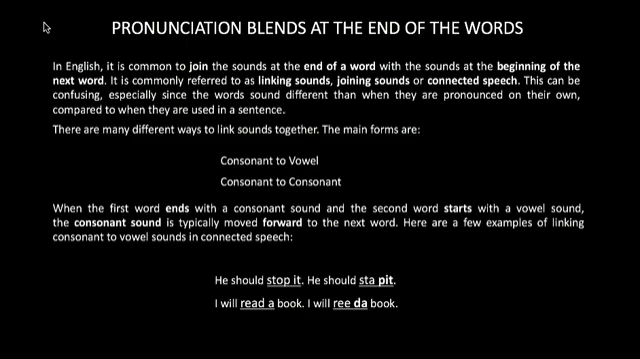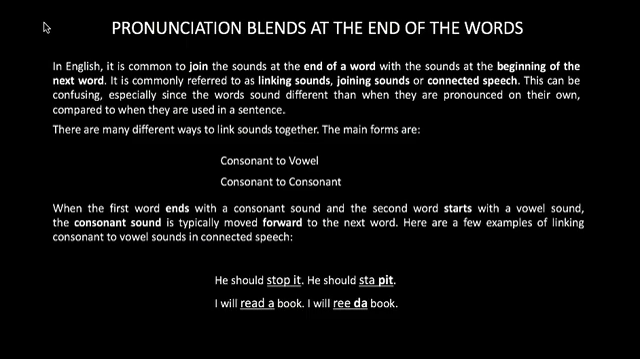There are many different ways to link sounds together. The main forms are consonant to vowel or consonant to consonant. What it means is, you have a word that ends in a consonant and you're going to link it with a vowel, or in the other case, one word that ends with a consonant and the next word starts with a consonant. So when the first word ends with a consonant sound and the second word starts with a vowel sound, the consonant sound is typically moved forward to the next word.